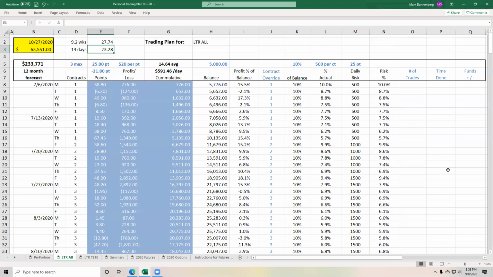Okay, so that makes sense to you. So this is the average basically of our losing days, which takes into account all of the losing days and takes into account the fact that we've had 14 losing days in 9.2 weeks. And then this is the average of our winning days, which takes into account the number of winning days we've had in 9.2 weeks.